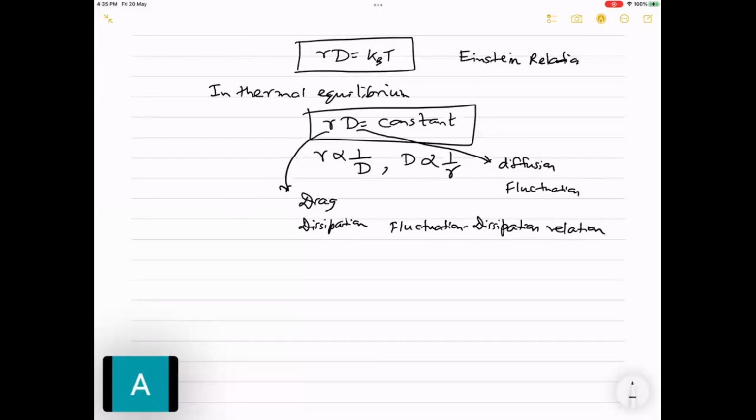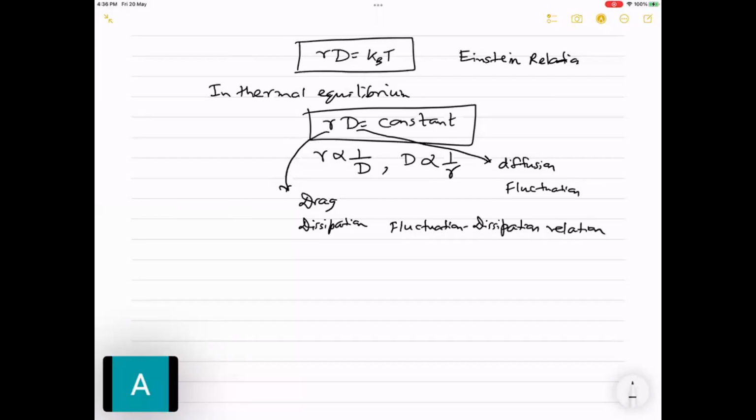We know that the Einstein relation tells you that in thermal equilibrium, gamma D has to be a constant quantity, and gamma and D are inversely related to one another, so that if one increases, the other one has to decrease. The importance of this relation was something else, and that is what we are going to discuss now. So I'm talking about the year 1905. Do you think that in the year 1905 people believed in the existence of atoms and molecules?